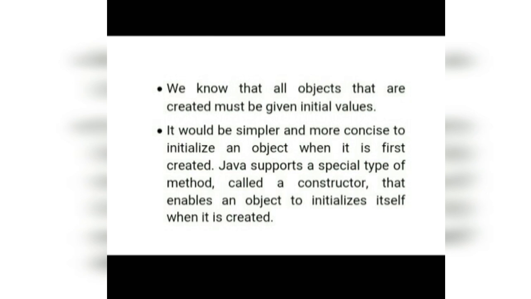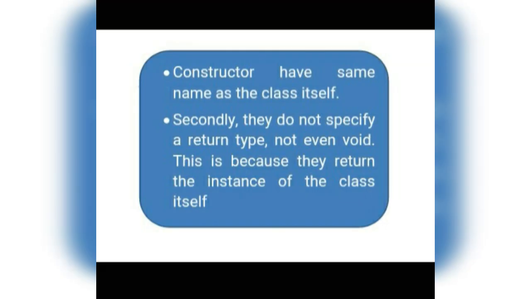My dear friends, we know that all objects that are created must be given initialized values, right? And it would be simpler and more consistent to initialize an object when it is first created. Java supports a special type of method called a constructor that enables an object to initialize itself when it is created. So whenever you create an object for the first time, that time only the constructor gets called, right? That means, to put it in simple words, when we create an object, that time the constructor gets called.